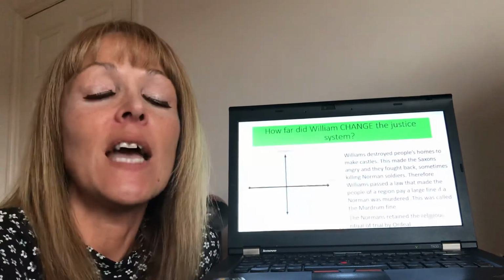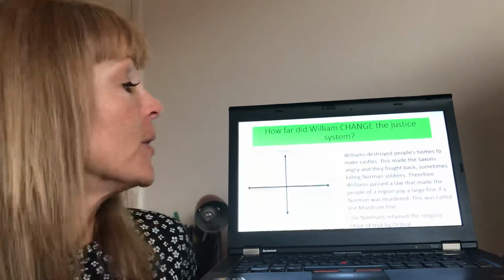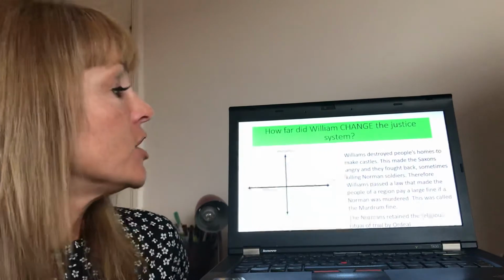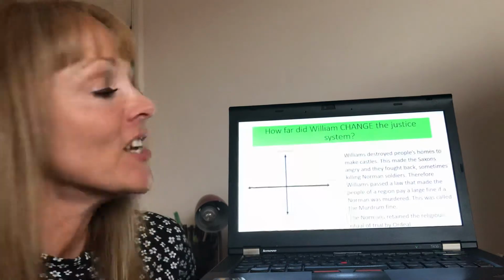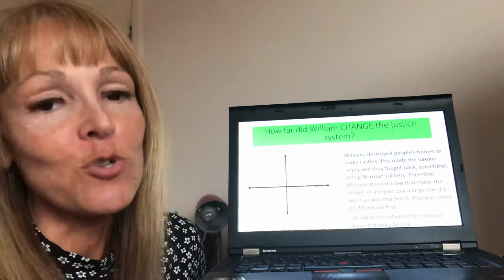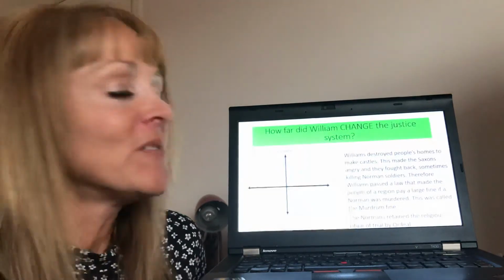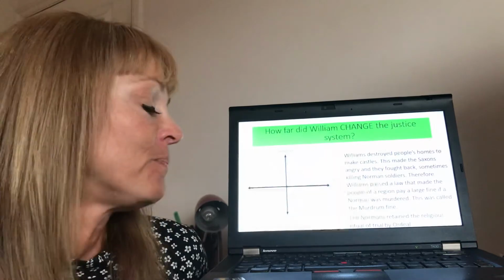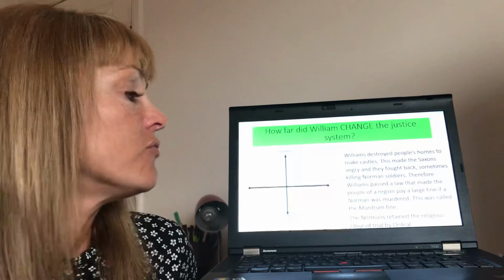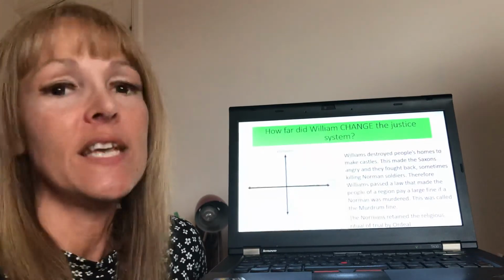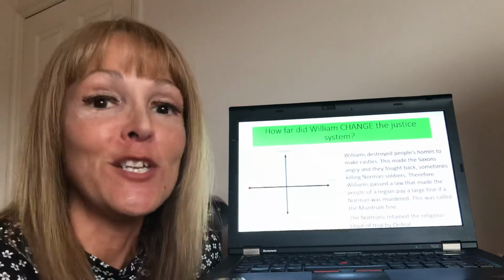What I'd like you to do is to have a look at a long list of changes that William made, and for each one I'd like you to plot it on the graph. And on the graph you need to show whether the change was very important or not very important, and also whether it's an example of change or continuity. And I thought we'd just do one together to give you an idea. At the bottom of the screen you can see number 2. And it says the Normans retained, that means to keep, the religious ritual of trial by ordeal. So if they've kept it, that means that it's a continuity, not a change.